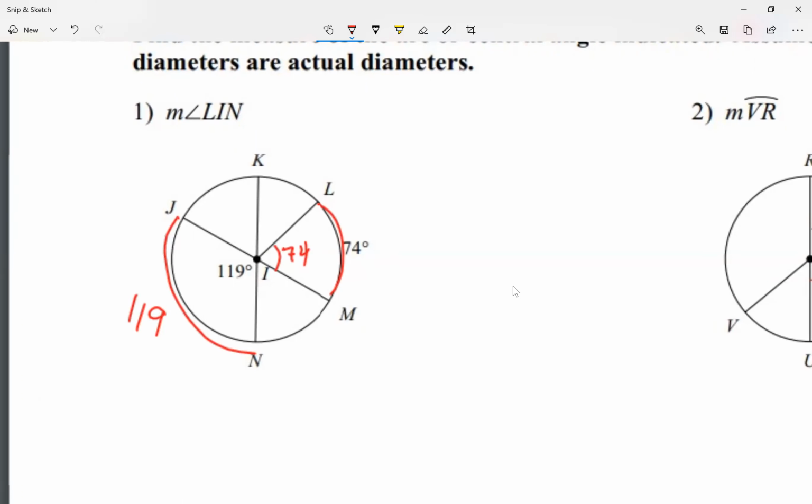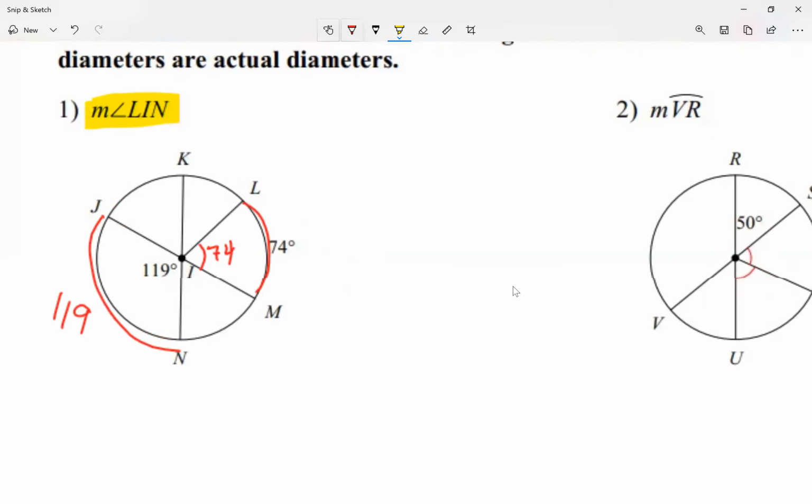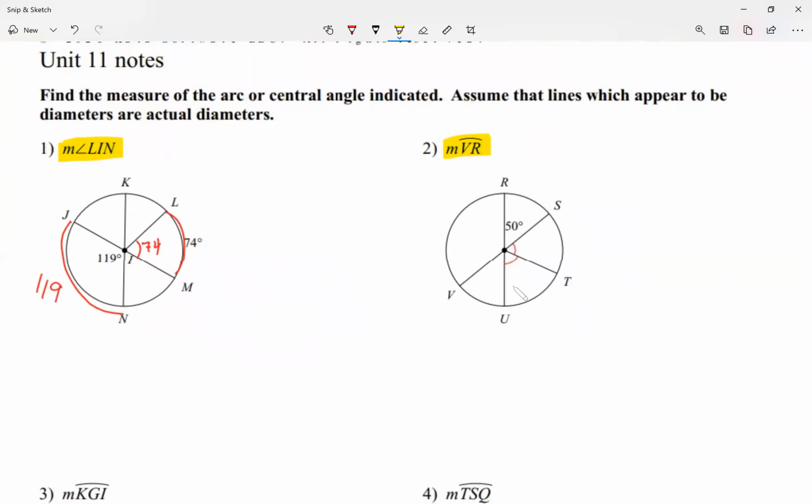Now here, sometimes I might ask you, give me the measurement of an angle. See question number 1. I'm asking, find out what's the measurement of angle LIN, but sometimes I might ask you for the measurement of an arc. You guys see in question number 2, that's not an angle, it says measurement of the arc VR. So sometimes I might ask you for an angle, I might ask you for an arc. They're measured in degrees. It'll be the same measurement. So find the measure of the arc or central angle indicated. Assume the lines which appear to be diameters are actual diameters.